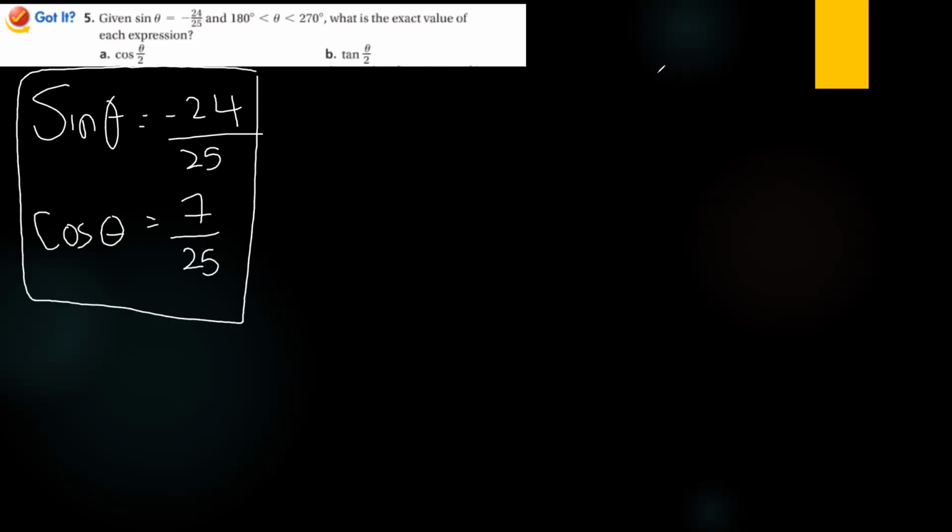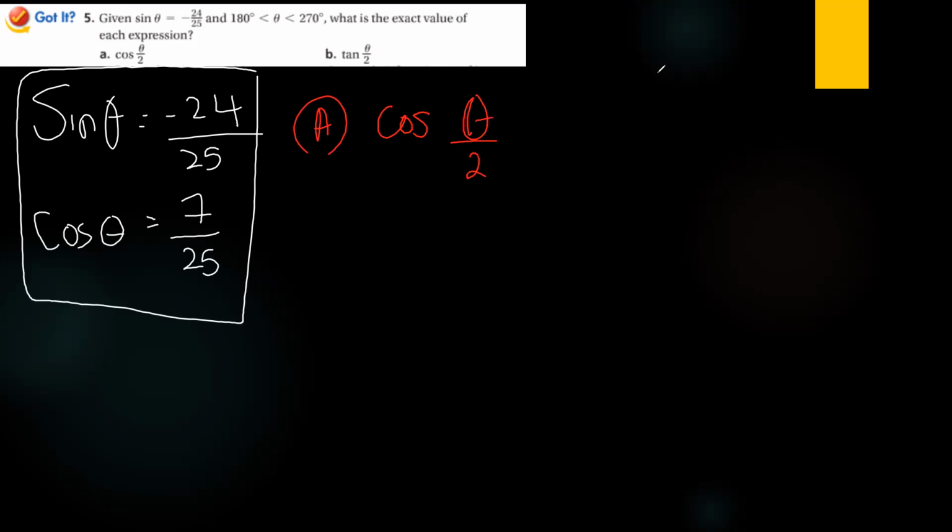Now here, given that sine of theta is negative 24 over 25. From the previous question, we know that cosine of theta will be 7 over 25. Since we used it before, we have this step that cosine is 7 over 25. Now what do I need? I need to find cosine of theta over 2.